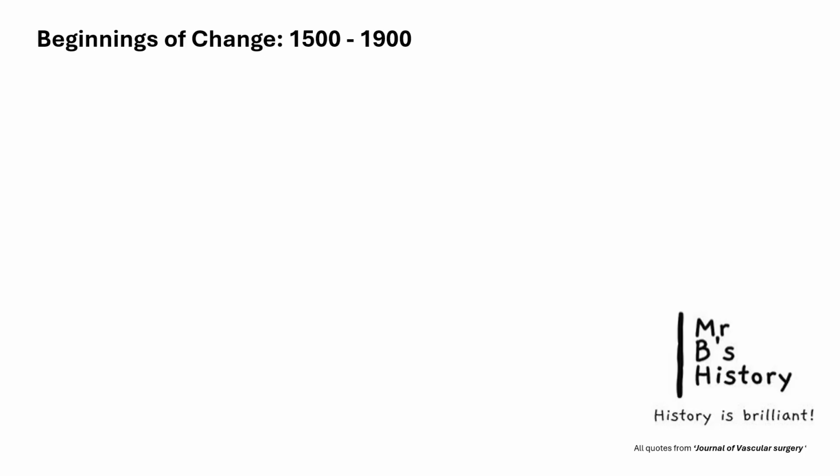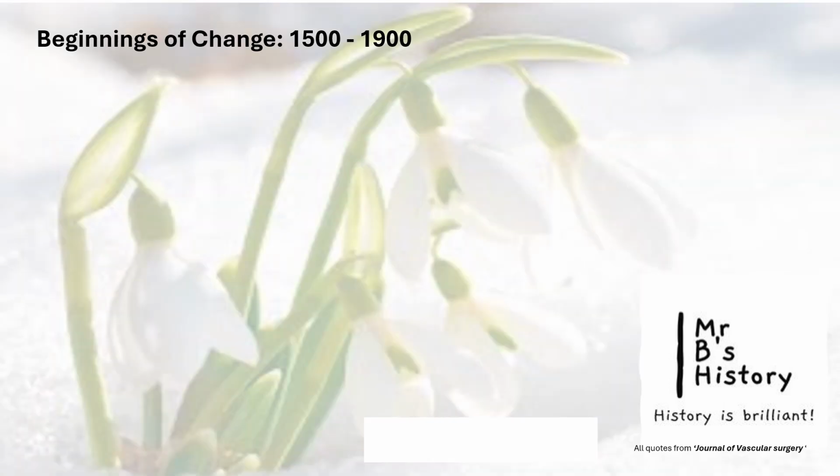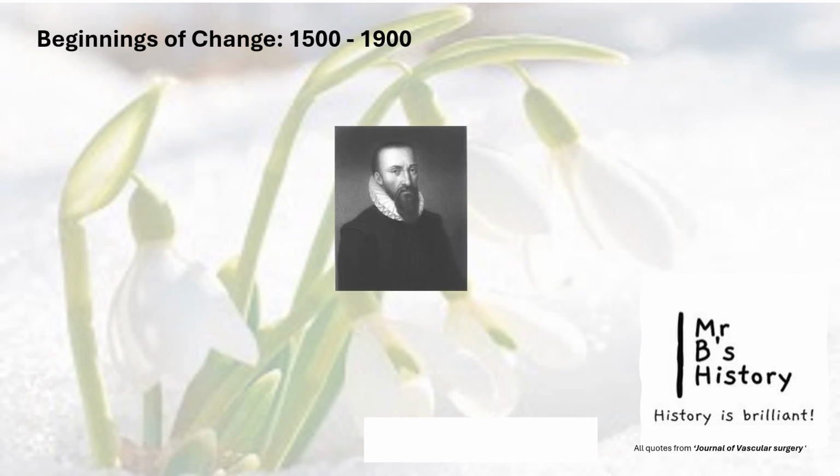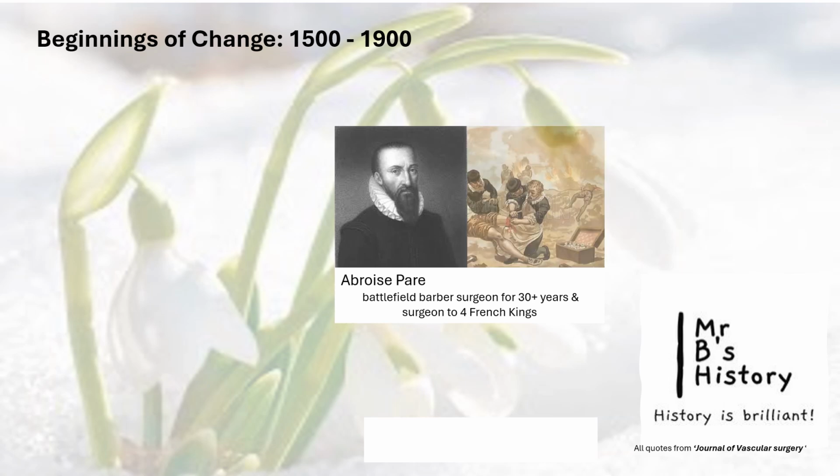So the second time period is the beginnings of change. Things start moving, the clue's in the title, folks, and I thought I'd put the first signs of spring up, the snowdrop. So what snowdrops can we expect to see in war and medicine from 1500 onwards? Well, this chap here, Ambrose Paré, a barber surgeon who took part as a surgeon in campaigns for over 30 years and was also surgeon to French kings. He was famous for a whole series of things, mainly to do with amputation and treatment thereof. So what did Ambrose do?